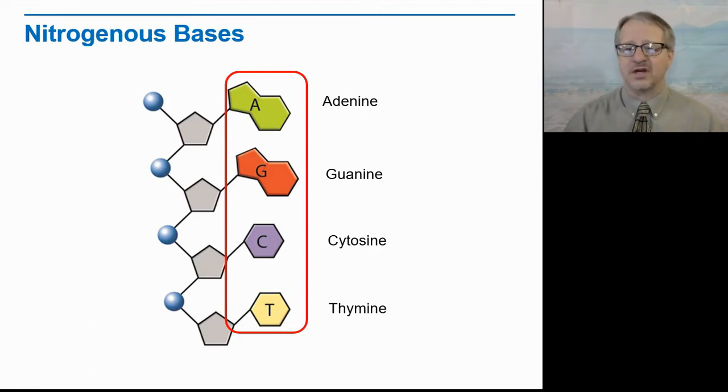So how does the structure of adenine and guanine differ from the structure of cytosine and thymine? Well, the answer is that adenine and guanine have 2 rings, and cytosine and thymine only have 1. That's going to be significant in a moment as we continue to explore this molecule.